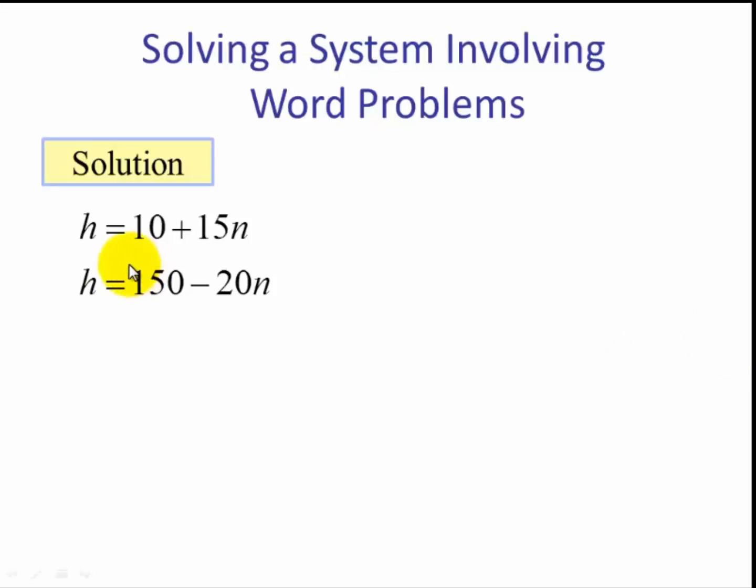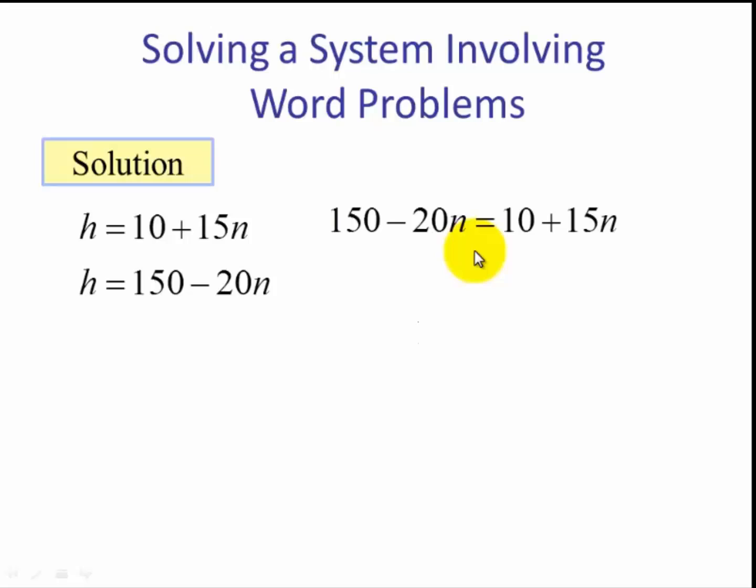In this case, we could use elimination. I'm going to solve this system by substitution. So basically, I'm taking this expression and setting it equal to this expression. So we have 150 minus 20n equals 10 plus 15n.